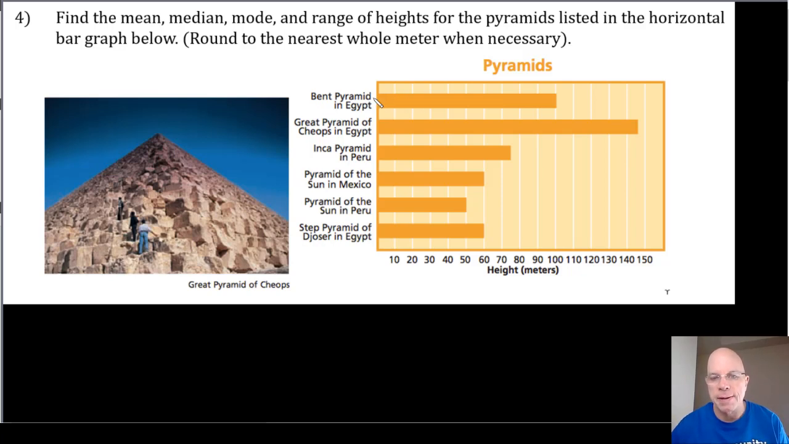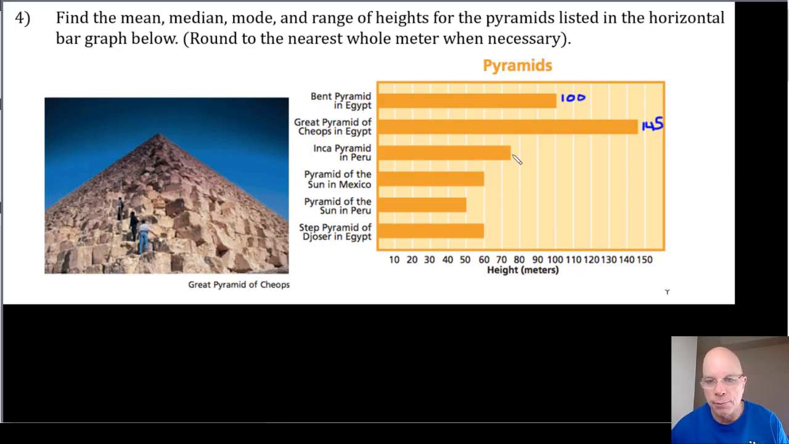So this bent pyramid in Egypt, if I follow this line down, I see that it's 100 meters high, or tall. The Great Pyramid of Cheops in Egypt, the tallest of these pyramids, is between 140 and 150, and it looks like it's halfway between, so I'm going to say 145, and I think it's helpful to put the data right next to each one of these bars.